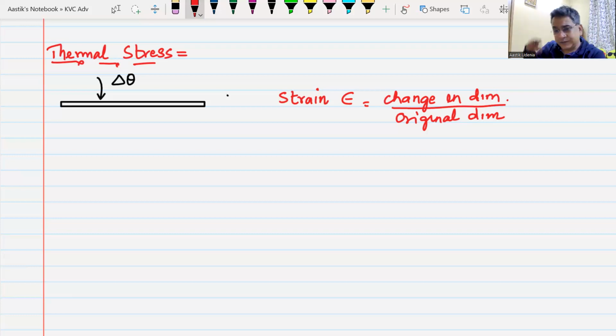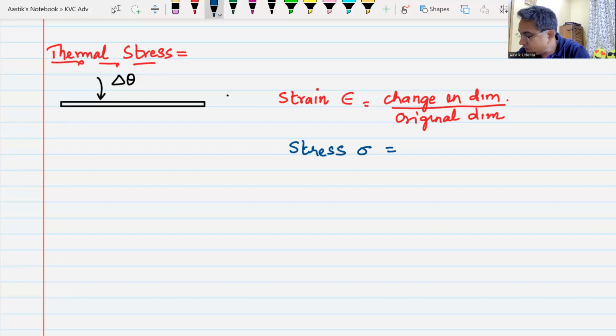So as soon as you try to change the dimension of the body, internal forces try to bring the body back to its original condition. Those internal forces per unit area is known as stress. Stress. Sigma. Internal forces, or we call it restoring forces, per unit area.